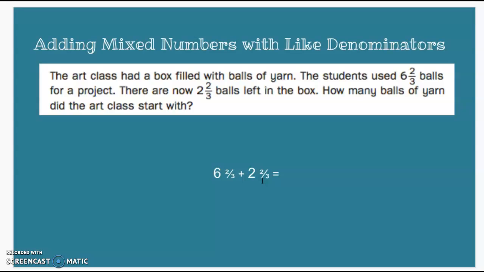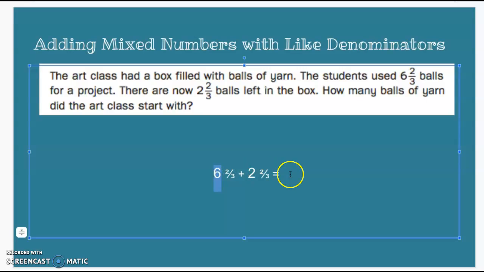Well, I always want to add my wholes first. 6 plus 2 is going to get me 8. Now I need to add my fractions. My denominator of 3 won't change, so I need to add 2 plus 2 for my numerator. That would get me 4/3. So that's one way I can show this answer.